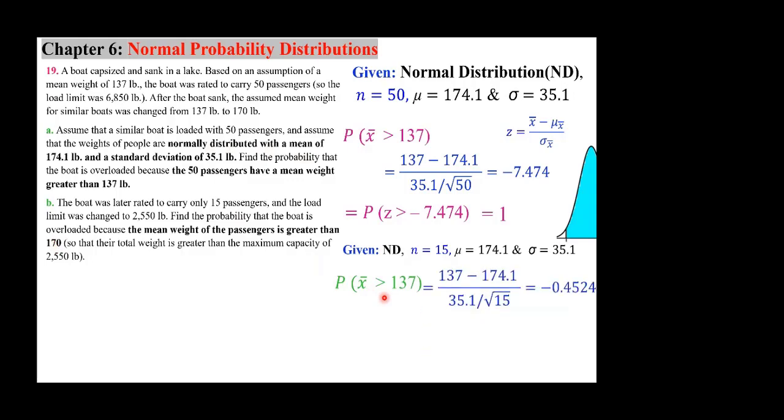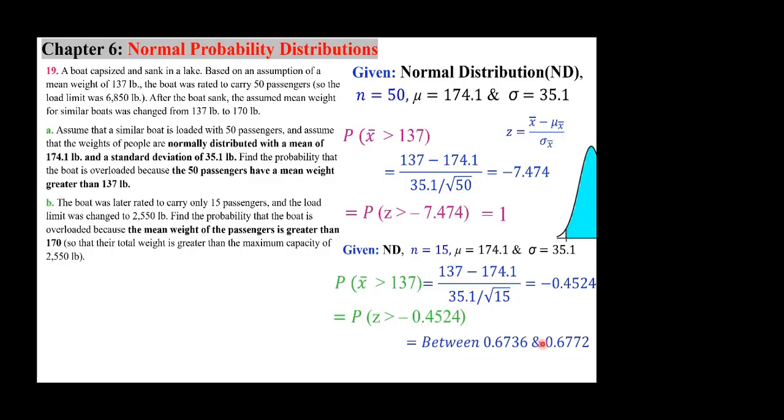Now, we do the z-score. Z is larger than negative 0.4524, and we find the answer between the two. The technology gives us 0.6745.